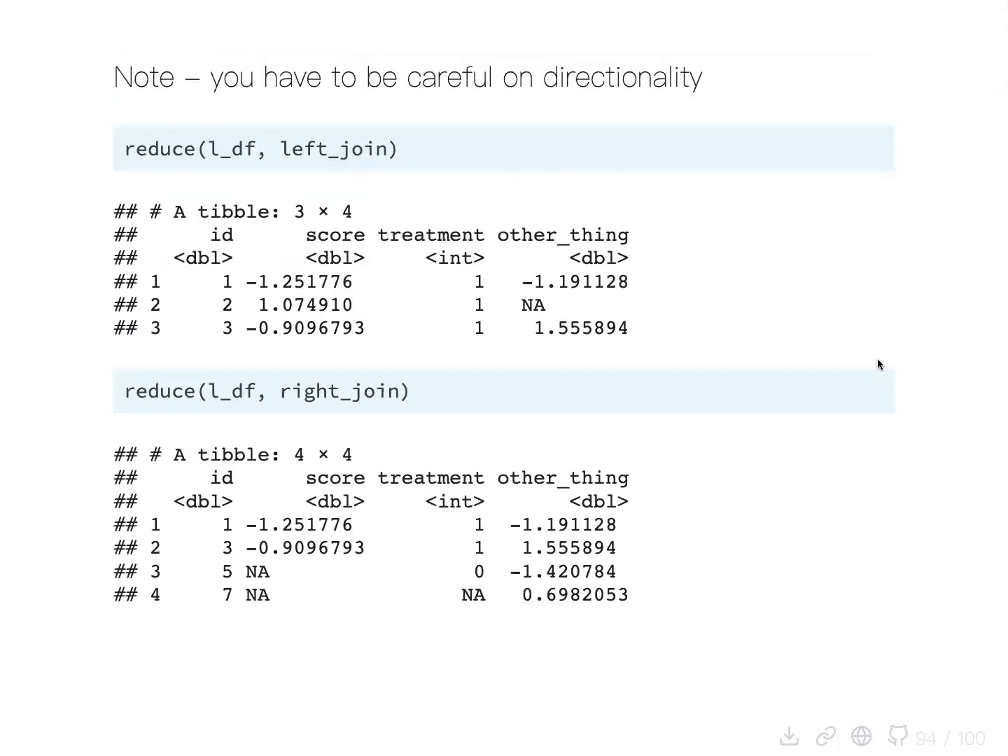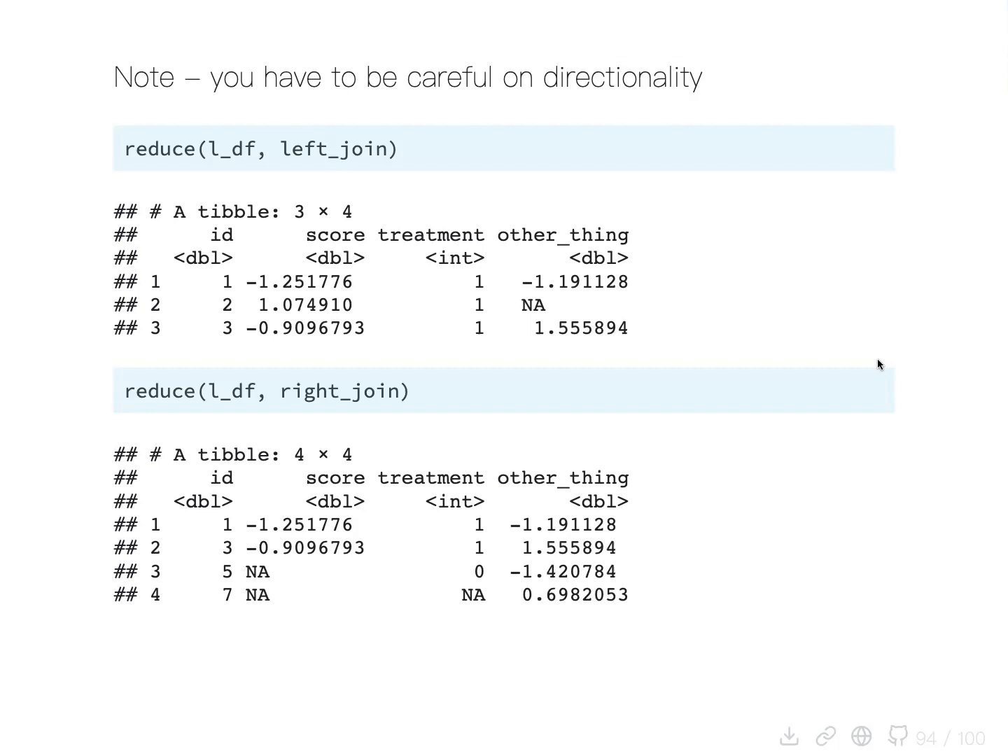Okay. You do have to be a little bit careful with this though on directionality. So if I call LDF and I call left join, I get 1, 2, 3. If I call right join, I get 1, 3, 5, 7, right? Because it depends on how this thing is sort of going together. Think again about that sum: this one, then this one, then this one.